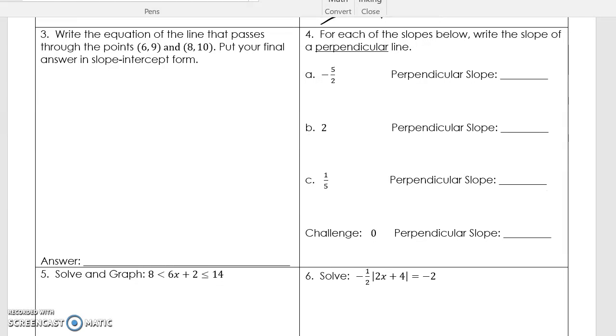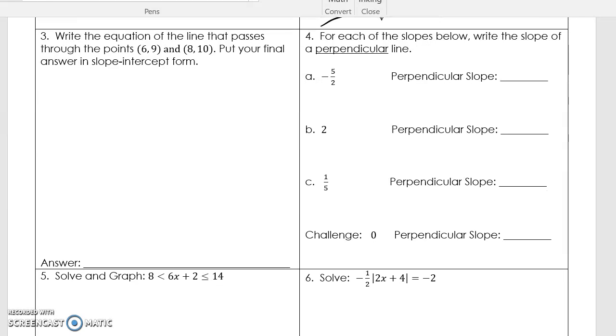Number 3 says, write the equation of a line that passes through the points 6, 9 and 8, 10. Put your final answer in slope-intercept form. So you can't jump right into slope-intercept form. It's going to take you a little bit of time. So let's talk about what we need first. We have 2 points. So hopefully you recognize what you're missing, which would be your slope. So let's find slope first.